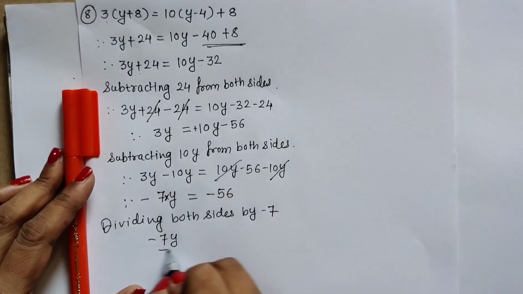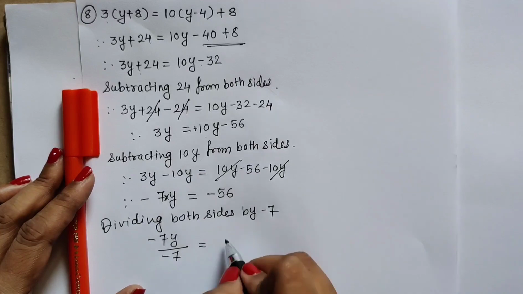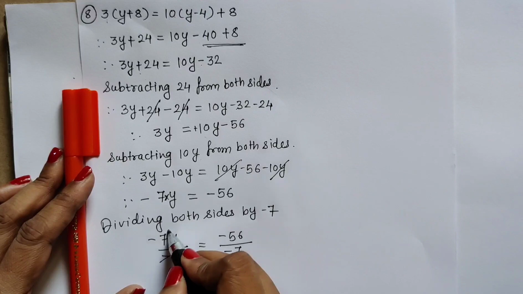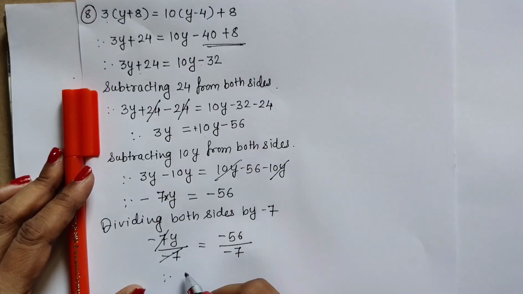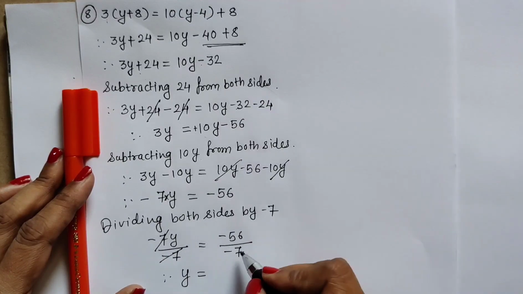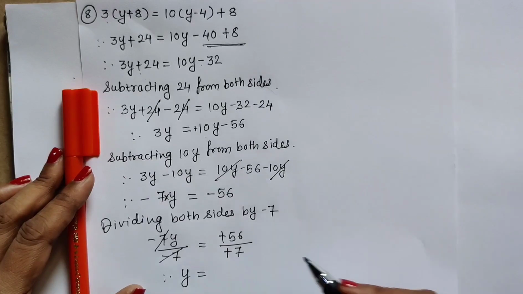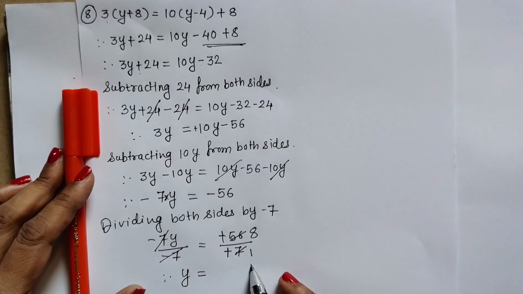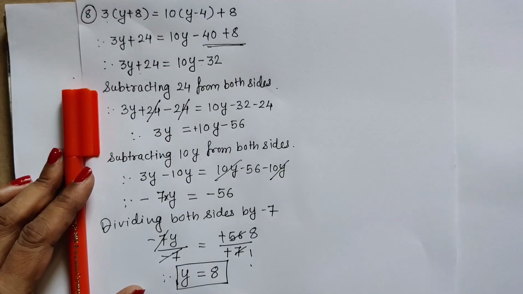Now divide. Minus 7y divide by minus 7 and minus 56 divide by minus 7. Here minus 7 getting cancelled. Only y is remaining. And here again minus minus cancelled. 7 ones are 7. 7 8s are 56. 8 upon 1. When the 1 is there in the denominator, we don't write, we only write the numerator. Y is equal to 8. Value of variable is 8.